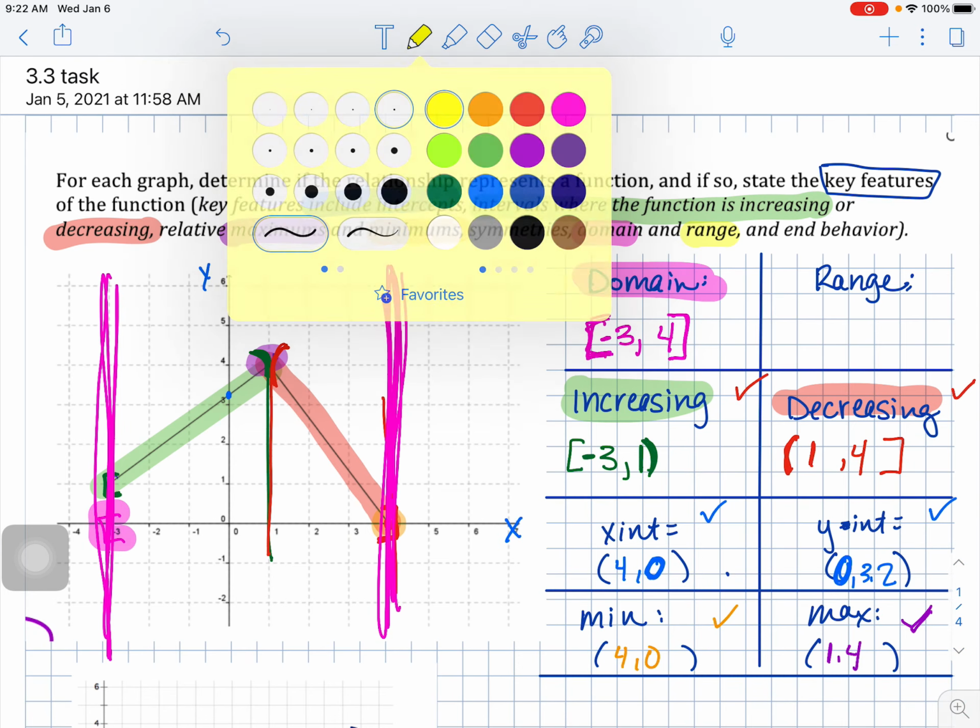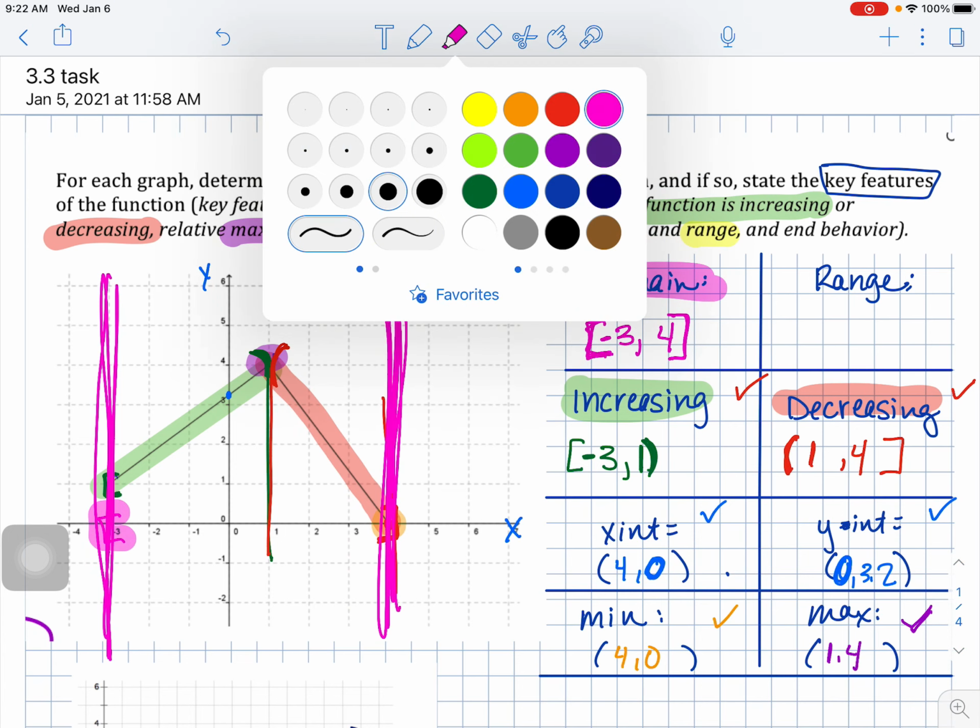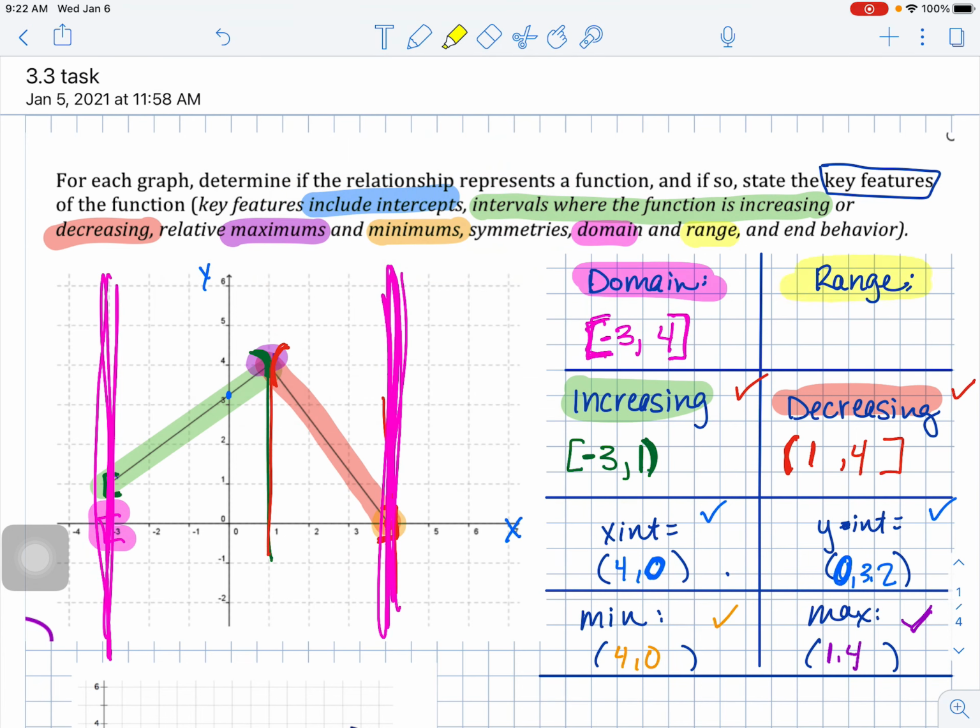And then my range is measuring height. How tall is my graph? So that's cropping the height of my graph. So I'm going to find the lowest point, which we already did. The lowest point was down here at 0 on the y-axis. And my highest point is 4.